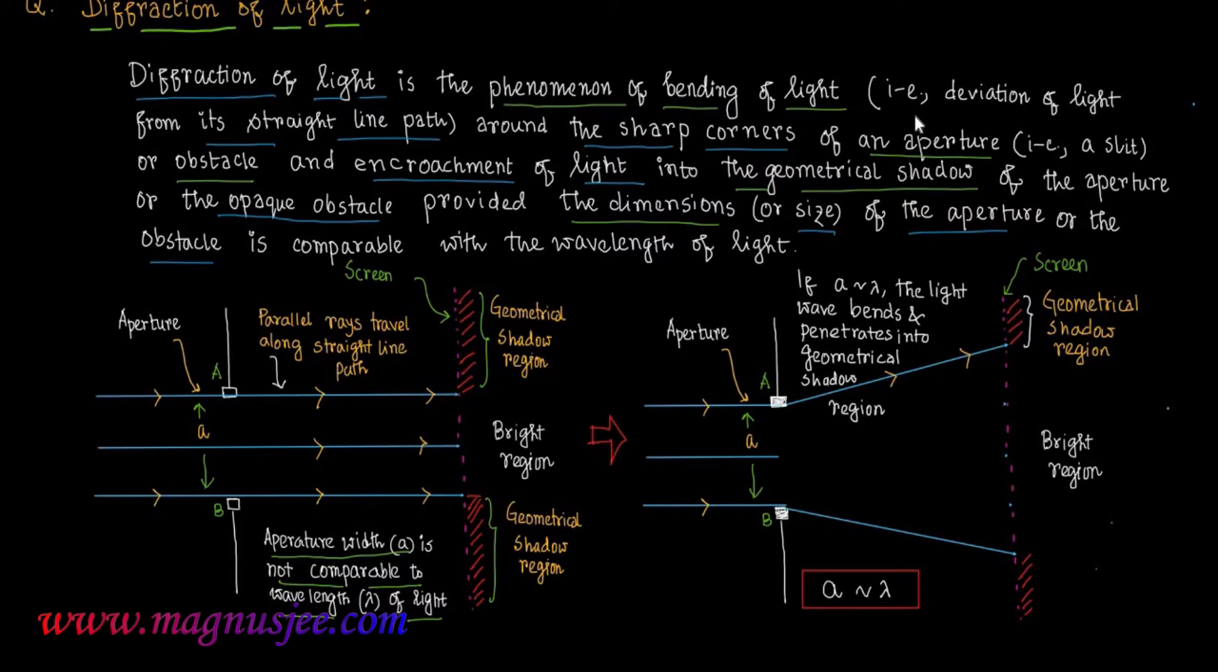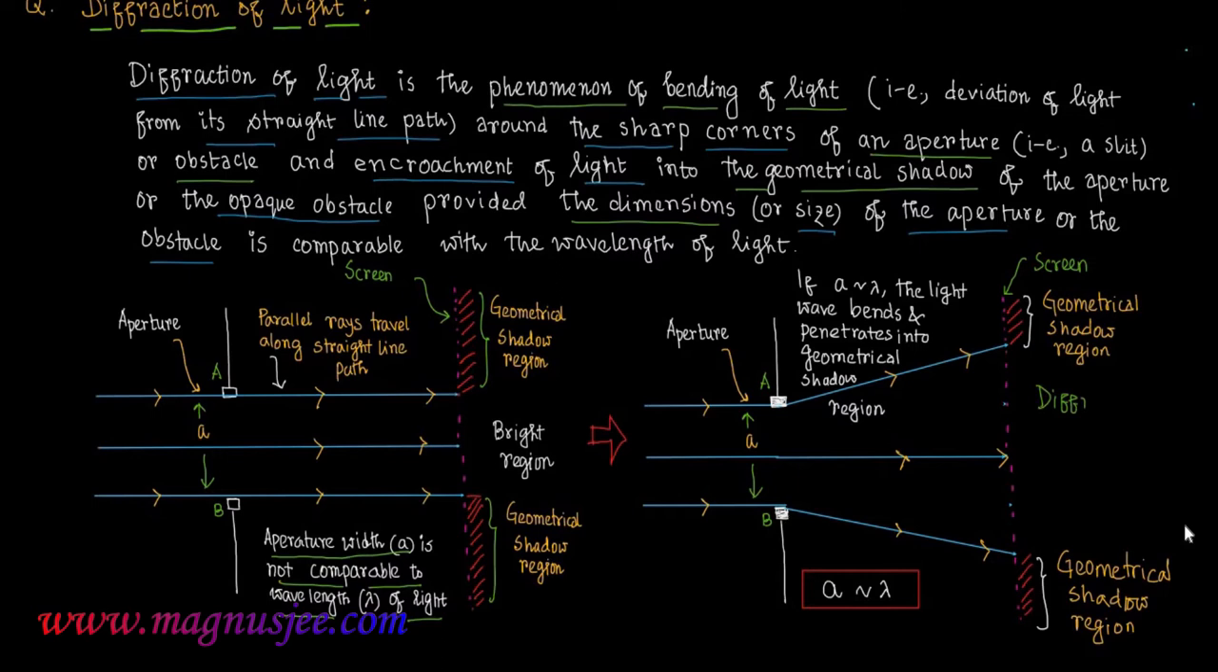In the lower portion, the light wave bends at the sharp corner B of the aperture AB. Small a is the aperture width, and in the lower portion we can denote the reduced geometrical shadow region, as the light waves bend at the sharp corners of an aperture or obstacle. If a is comparable to lambda, then in this region on the screen, a diffraction pattern, that is, alternate bright and dark bands, is formed.